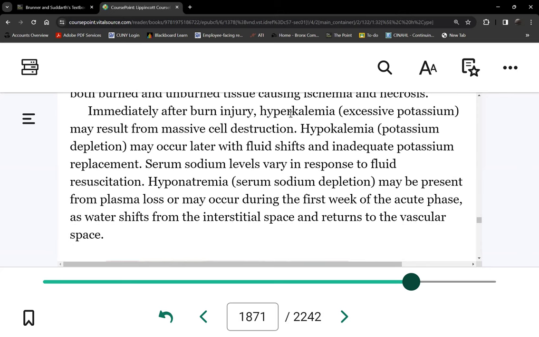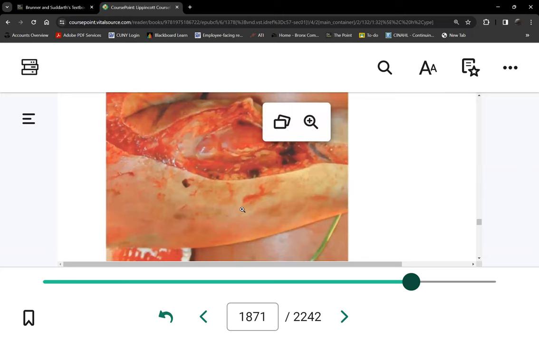So here are again the changes. First few hours will be hyperkalemia, and then eventually hypokalemia. For sodium, in both instances, they will remain low. There will be hyponatremia throughout the burn injury. Again, because of severe fluid loss, the sodium and water is just lost, so sodium levels will be very low. So here's another escharotomy. This one, though, reached the fascia. So you see muscle exposure here.